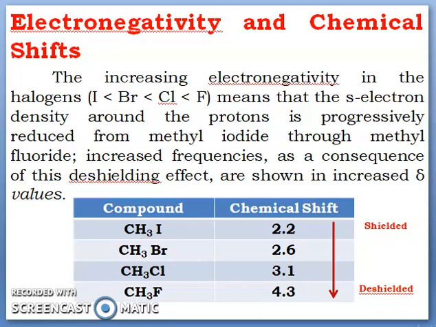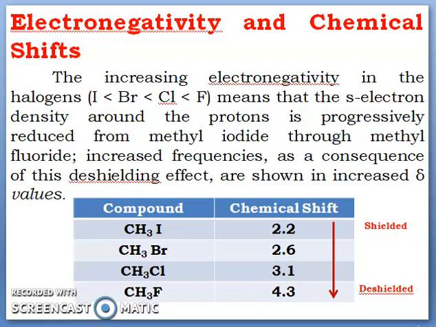If you look at the table presented in this slide, the methyl protons of 4 different chemical compounds have different chemical shift values. See the methyl iodide, methyl bromide, methyl chloride and methyl fluoride. The methyl protons of methyl iodide appear at 2.2 delta chemical shift value, whereas the methyl protons of methyl fluoride appear at 4.3 delta chemical shift value.